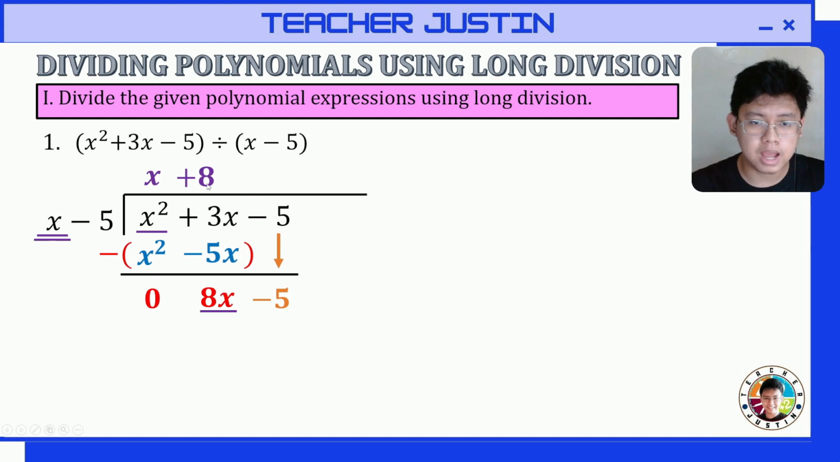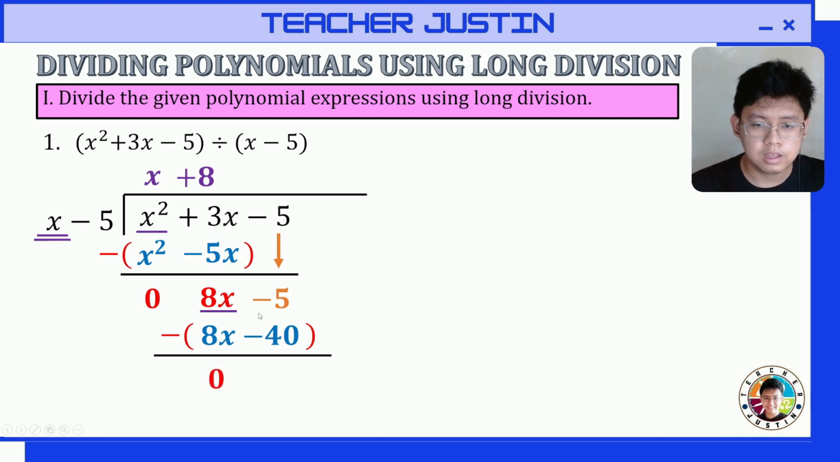Then, let's multiply 8 to our divisor. So, 8 times x, that is 8x. 8 times negative 5 is negative 40. Then, we subtract 8x minus 8x, that will be 0. Negative 5 minus negative 40, that will be positive 35.